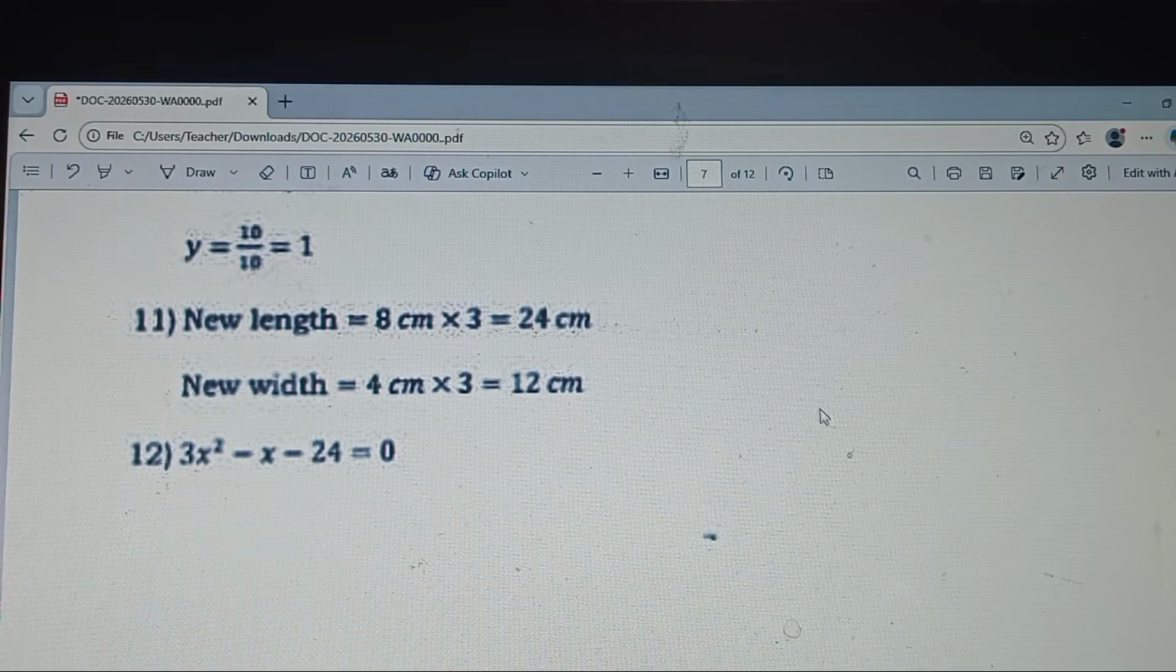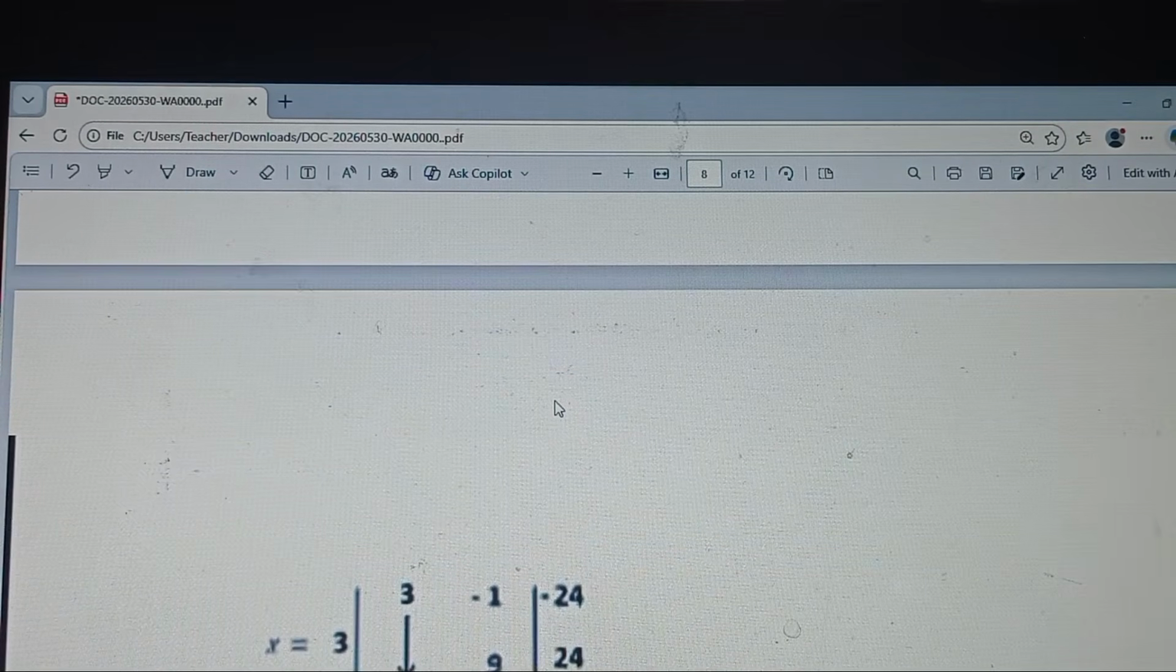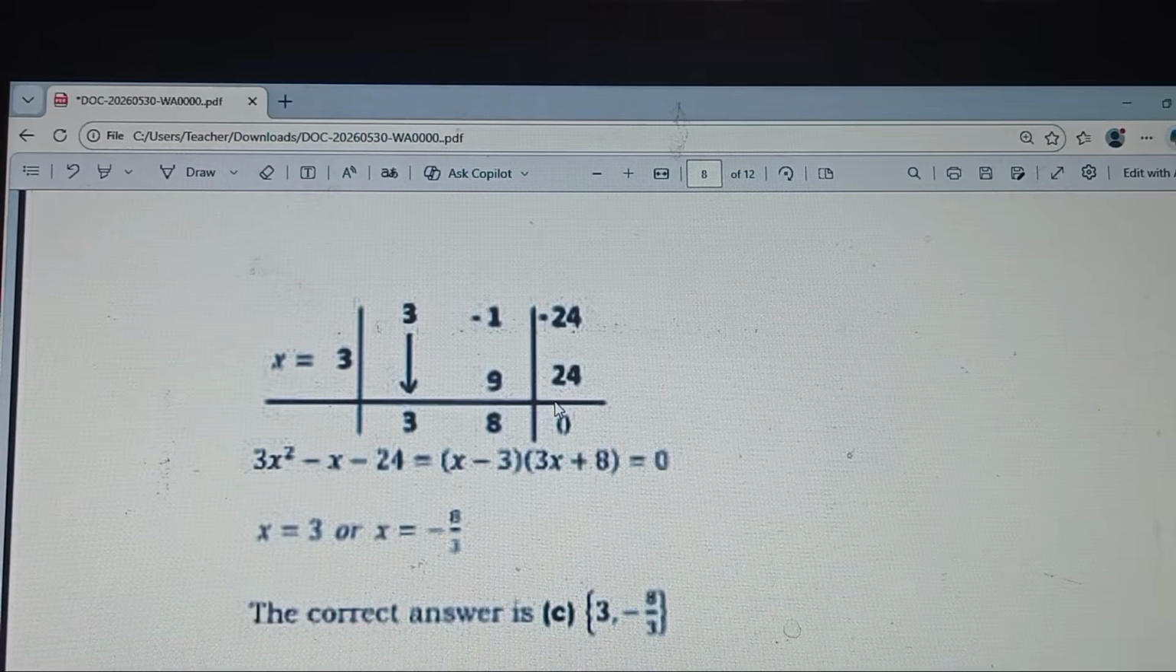That is question number 11, which is an enlargement. You take the length times 3, the enlargement factor, and you get 24, and the width multiplied by 3, you get 12. That is very simple. Question number 12, it is a quadratic function. We are asked to choose the correct answer. The correct answer is letter C.